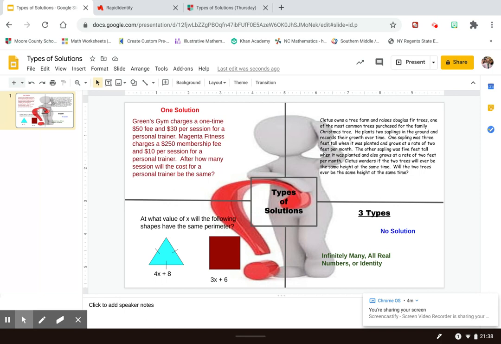It says Cletus owns a tree farm and raises Douglas fir trees, one of the most common trees purchased for the family Christmas tree. He plants two saplings in the ground and records their growth over time. One sapling was 3 feet tall when it was planted and grows at a rate of 2 feet per month. The other sapling was 5 feet tall when it was planted and grows at a rate of 2 feet per month. Cletus wonders if the two trees will ever be the same height at the same time. Will the two trees ever be the same height at the same time?